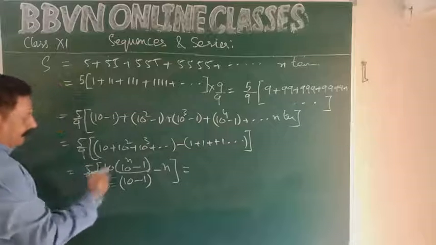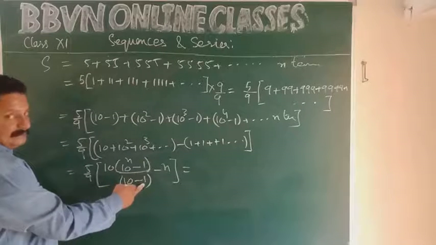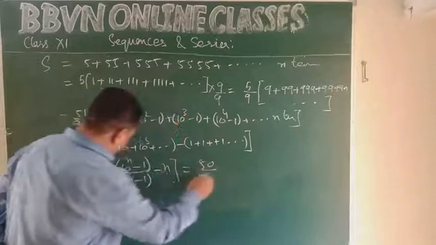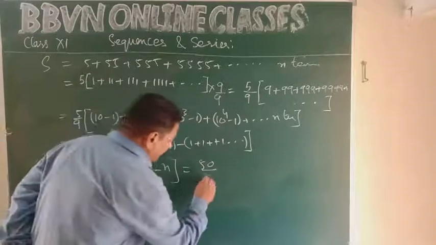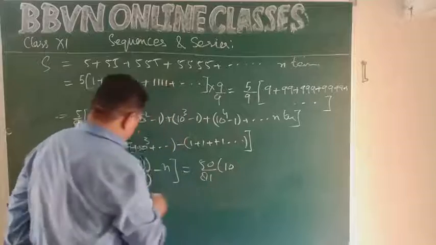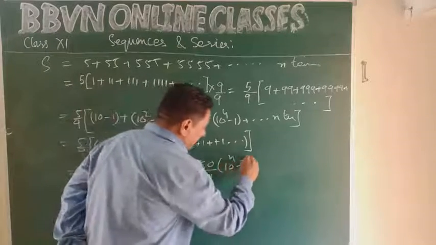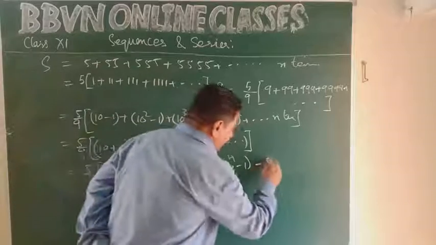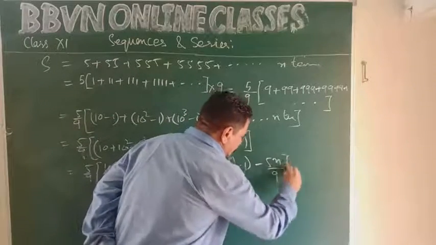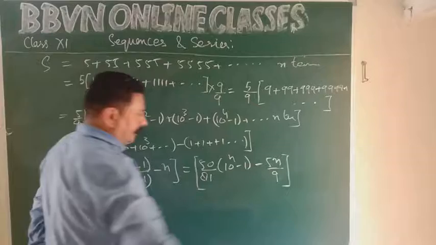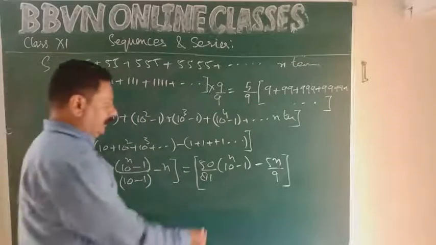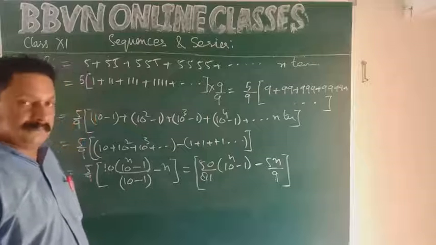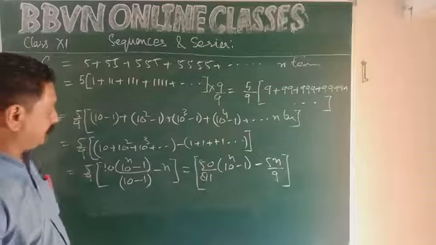Now take 5 by 9 inside. 10 minus 1 is 9. 5 into 10 is 50 upon 9 into 9 is 81, into 10 to the power n minus 1, minus 5n by 9. You can leave the answer here, or if you want, you can take one single LCM. You can do that also. You can take one single LCM and simplify.